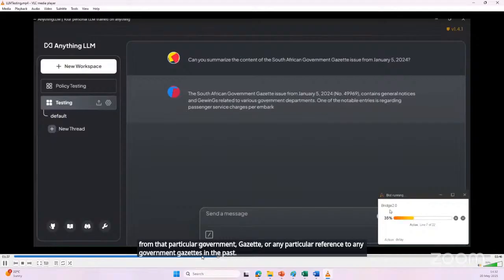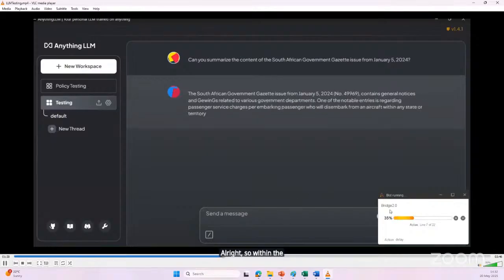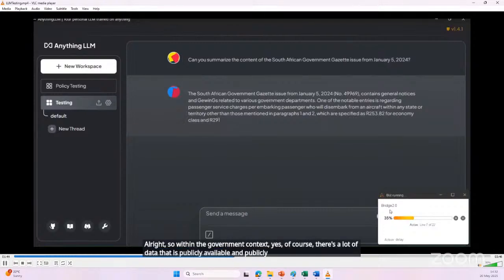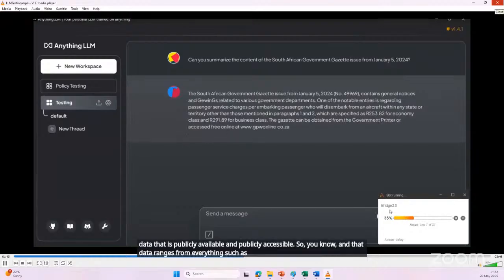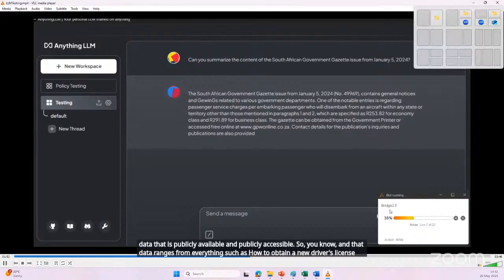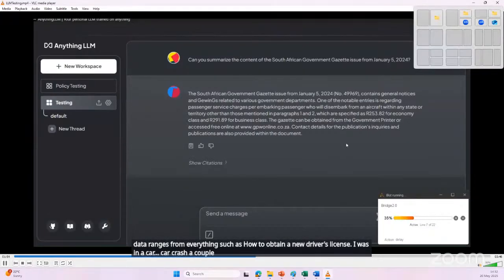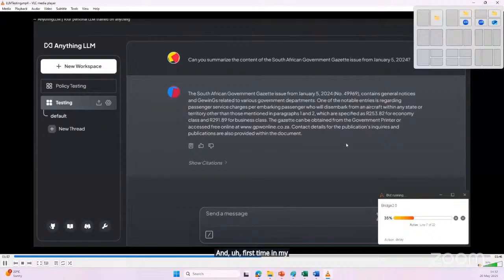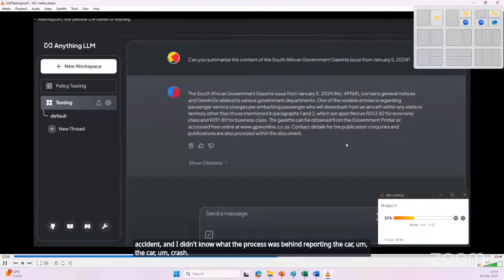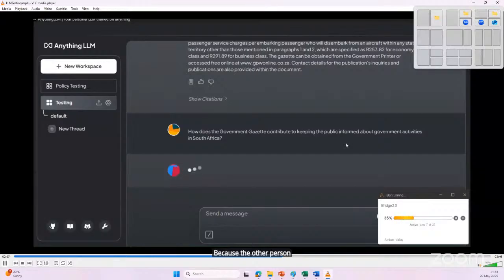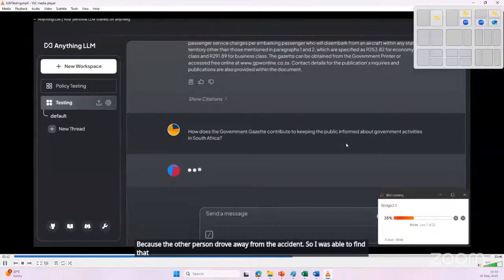in the past. So within the government context, yes, of course, there's a lot of data that is publicly available and publicly accessible. And that data ranges from everything such as how to obtain a new driver's license. I was in a car crash a couple of days ago, the first time in my life that I've been involved in a car accident, and I didn't know what the process was behind reporting the car crash, because the other person drove away from the accident. So I was able to find that type of information readily accessible.